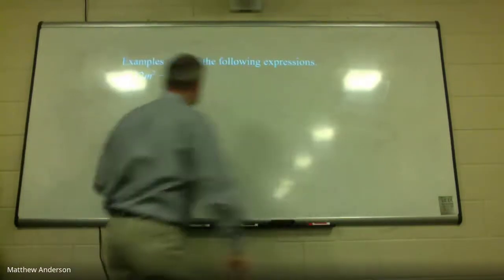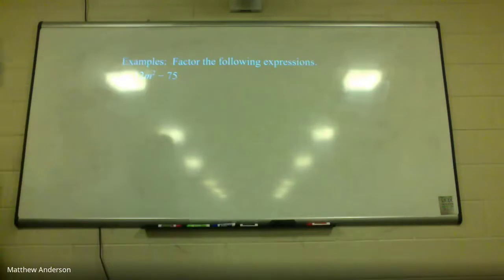How about this one? This one only has 2 terms again, right? But is 12 a perfect square? No. Is 75 a perfect square? No. But do they have a greatest common factor that we can factor out? And the answer is yes, they do.